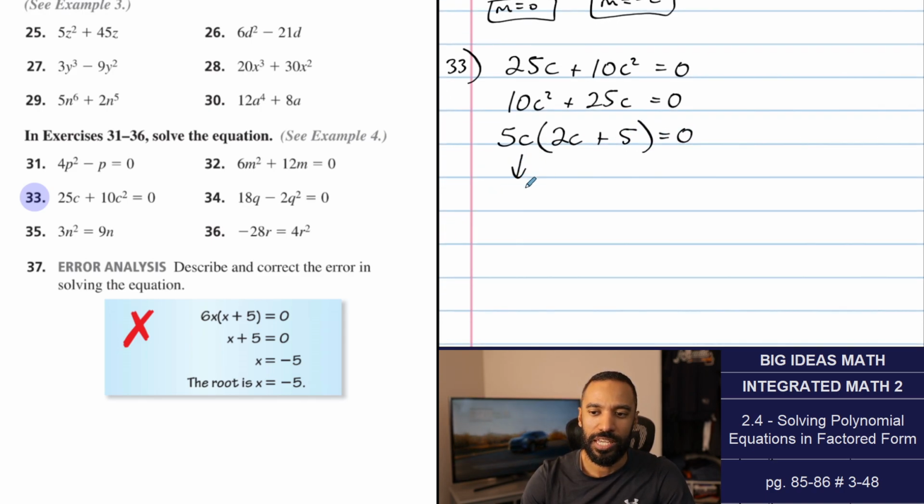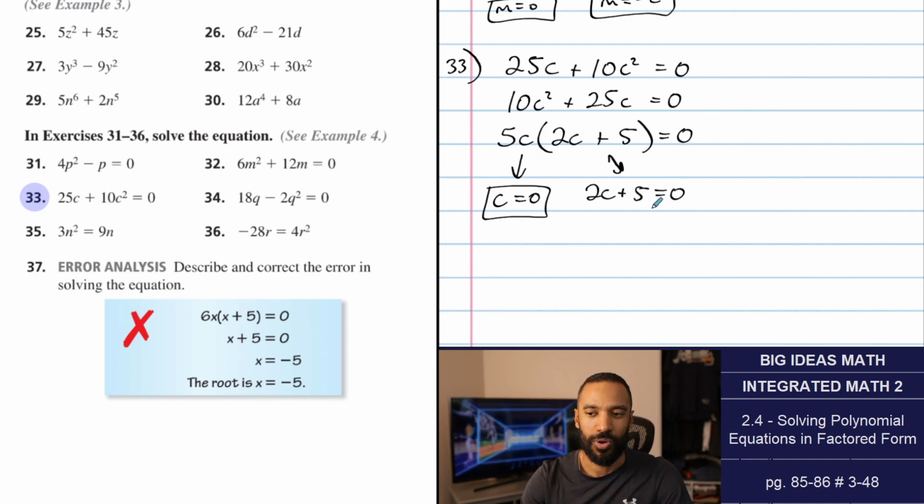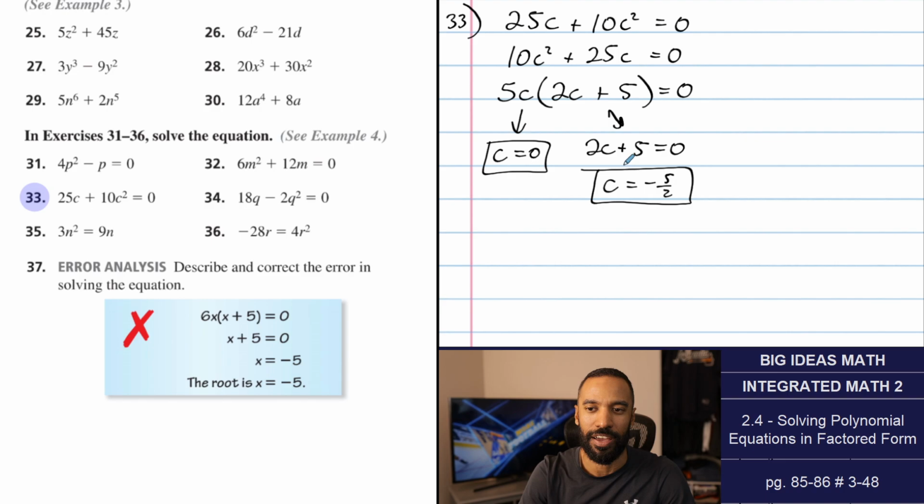If 5 times c equals 0, then c equals 0. The 5, once again, has no weight on that. If 2c plus 5 equals 0, see, the book skips these 2 steps in between. I subtract 5 from both sides to make it negative, then I divide both sides by 2. c is negative 5 halves. Again, they were subtracting from both sides to begin with, and then dividing both sides by 2.